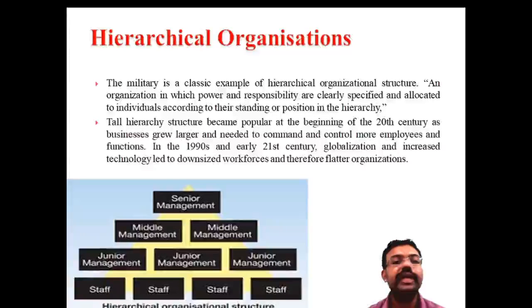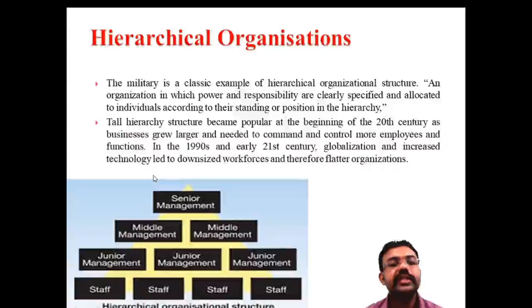The hierarchical structure became most popular at the beginning of the 20th century, when companies grew larger and needed to command and control more employees. To command and control more employees, they followed the hierarchical pattern organization. In 1990 and the 21st century, globalization and increased technology led to a downsized workforce, and therefore there is a flat organization. At present we are following the flat organization, and before that the type of organization was the hierarchical organization structure.